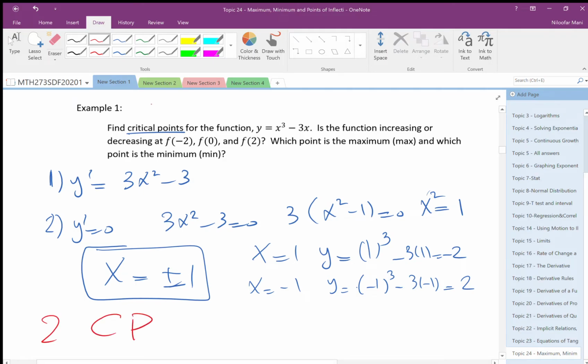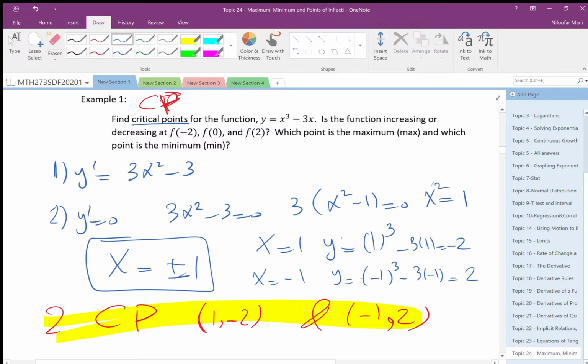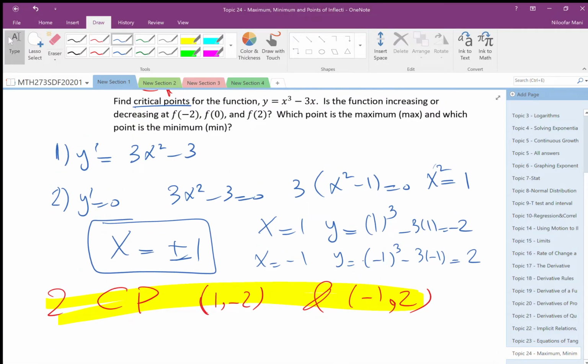I can write it this way, critical points, and even in the exam, you can write this way. I accept two critical points. One of them is 1 and minus 2, and one of them is minus 1 and 2. Okay, these are my two critical points. So then it's asking, is the function increasing or decreasing in this and this and this? So I have to check if the first derivative is positive or negative here.